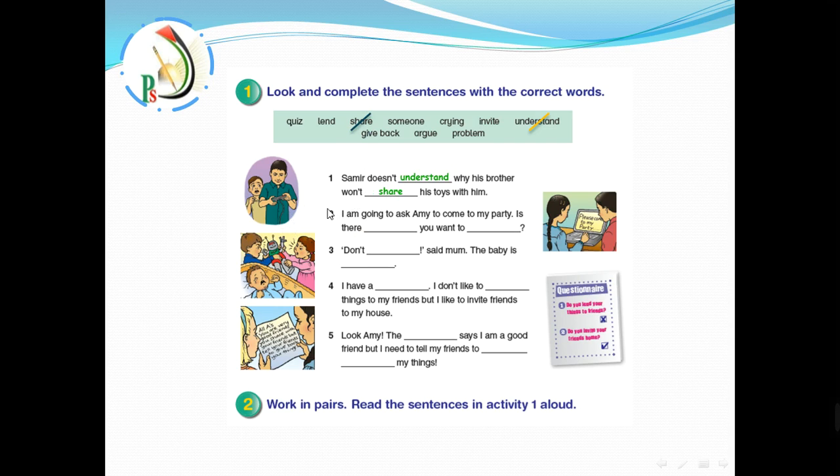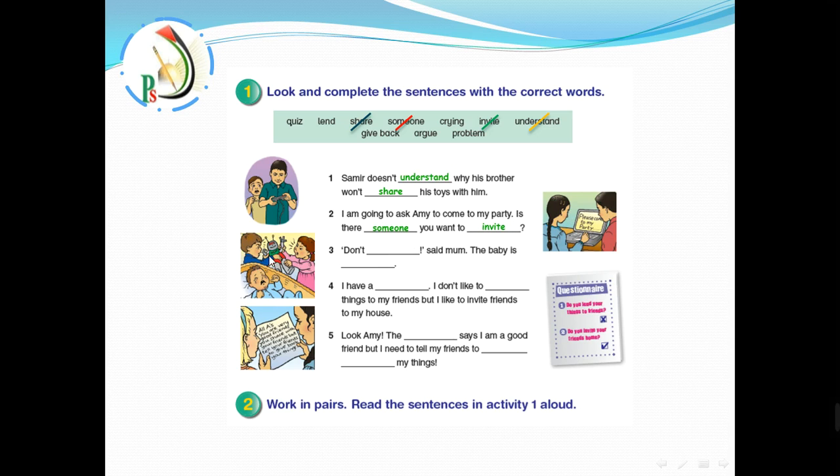Okay. Sentence number 2. I'm going to ask Amy to come to my party. Is there someone you want to invite? We have party here, so of course we will write invite. So I'm gonna ask Amy to come to my party. Is there someone you want to invite? Here Rania and Omar are talking.